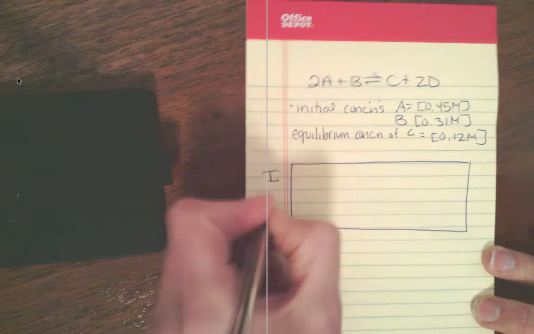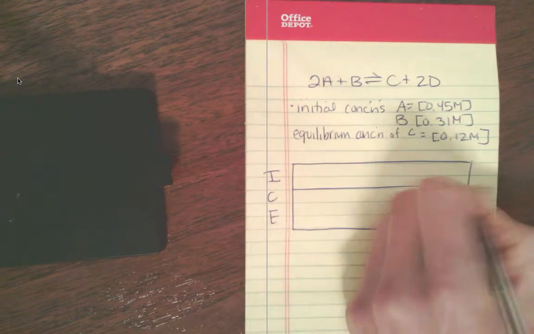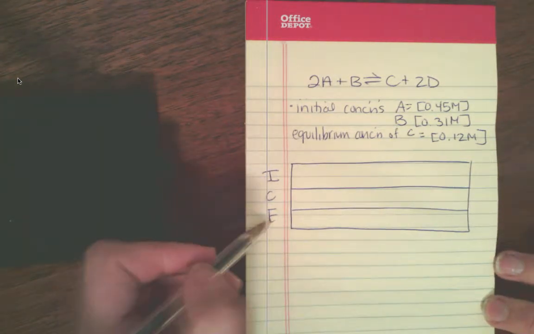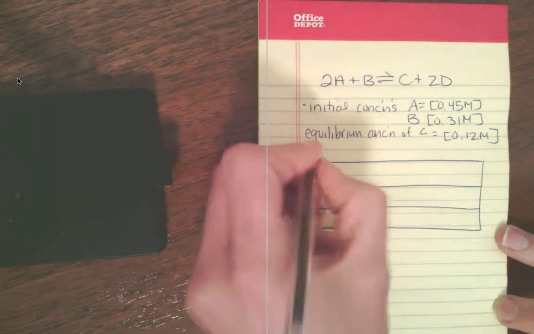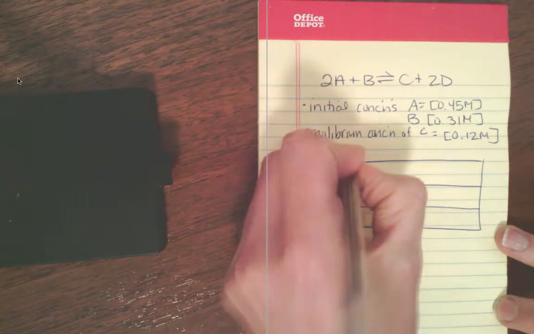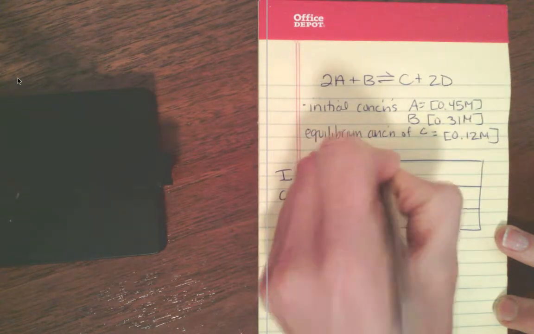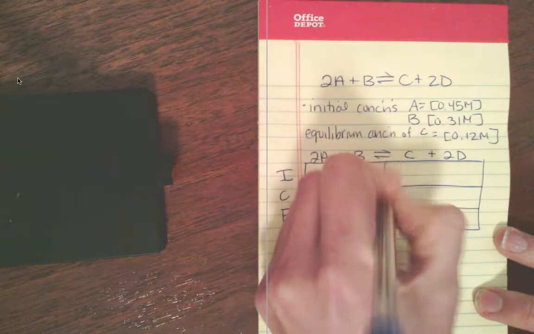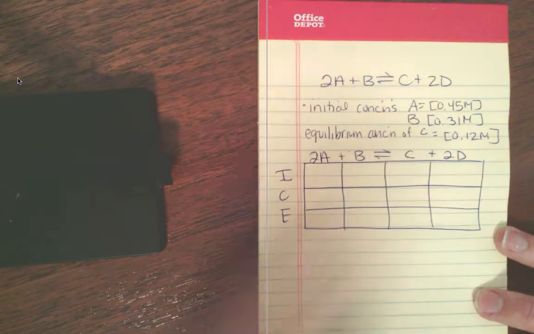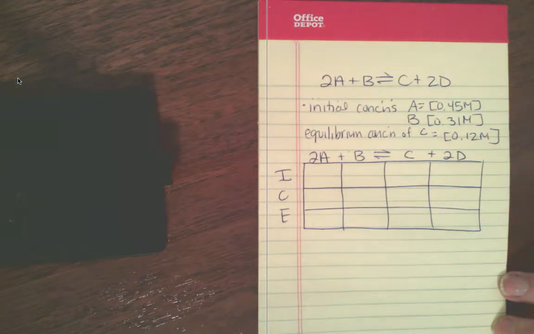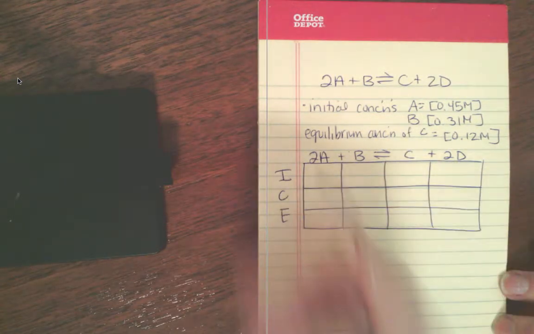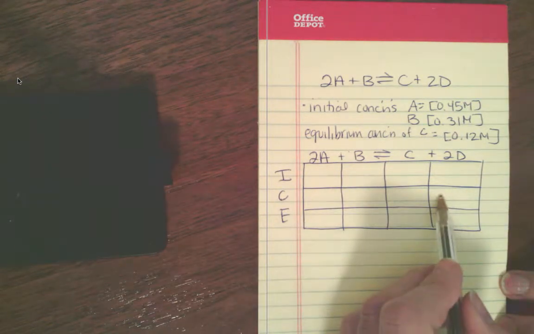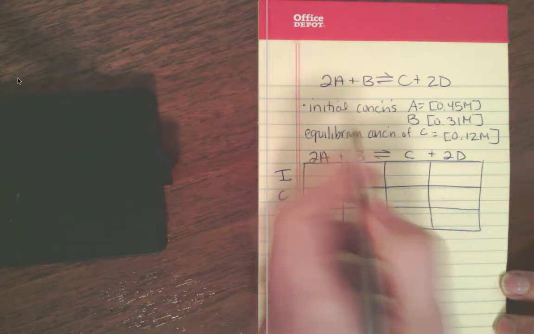Okay, so I'm going to set up my ICE table. And set up the ICE with 3 rows. So initial, change, and then the end equilibrium point, and I'm going to letter, I have 2A plus B, C plus 2D, which means I need 4 columns, 1 for each letter. Okay, so in this situation, I actually have coefficients, which is going to change the middle row, or the change row. And I'll show you what that looks like in just a minute after I fill out all of these values.